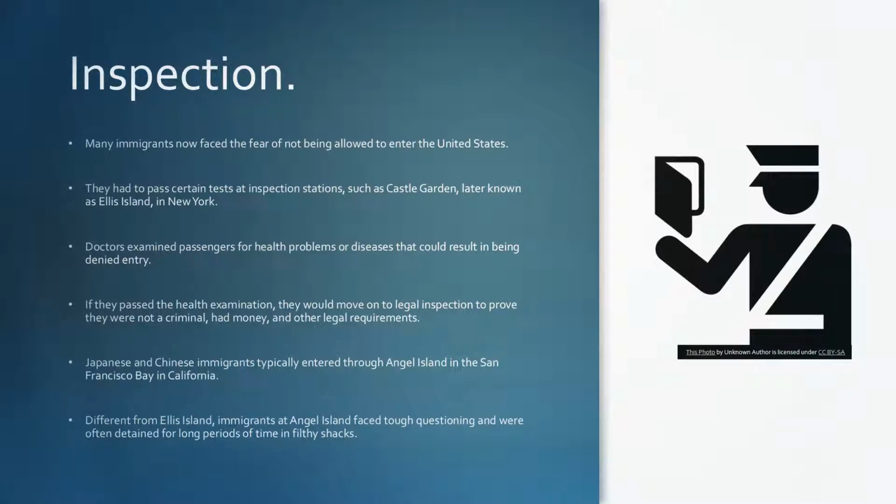Japanese and Chinese immigrants typically entered through Angel Island in the San Francisco Bay in California. It was the same type of process as Ellis Island, but different. Immigrants at Angel Island faced tougher questioning and were often detained for longer periods of time in filthy shacks.